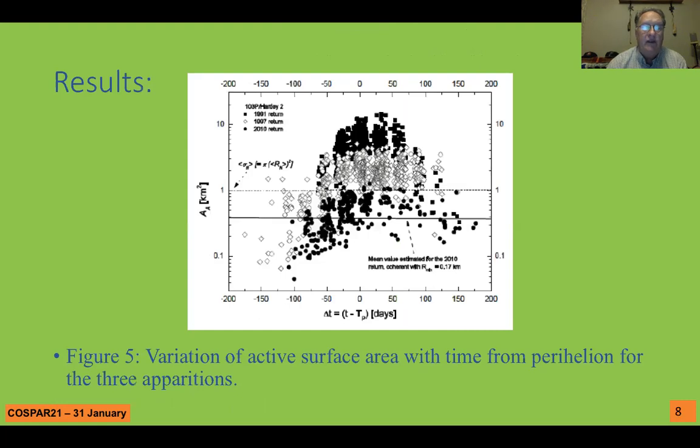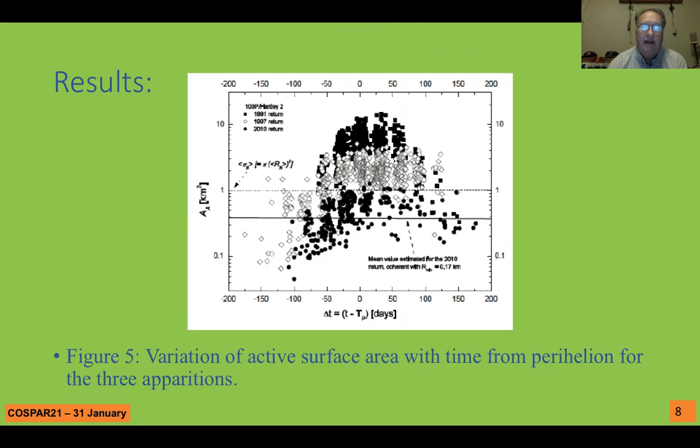And here's a result where we give the variation of the active surface area with time from perihelion for the 3 apparitions. So you can see the active area of the surface of the comet measured in square kilometers. Median line may be around 1 kilometer. Around perihelion, of course, it peaks up. Further from perihelion, it's lower.